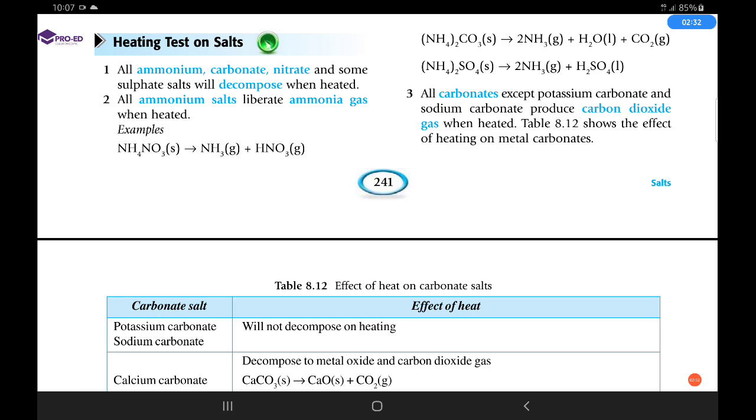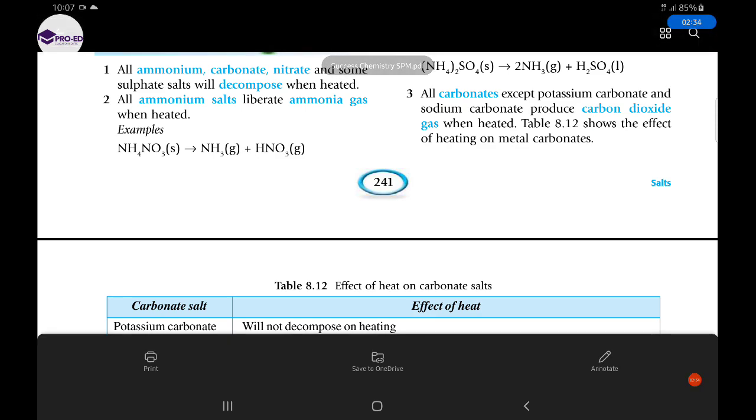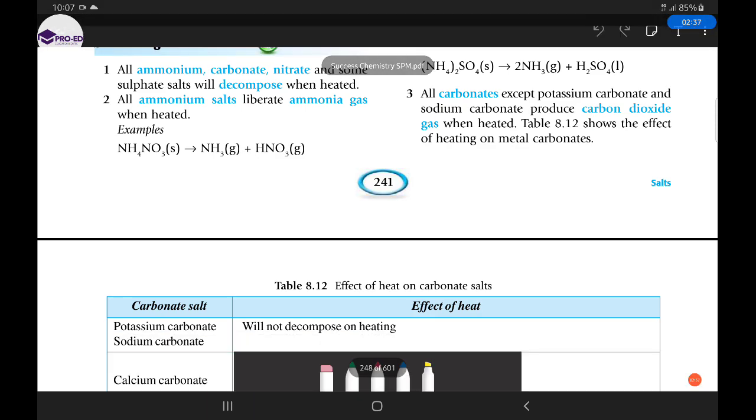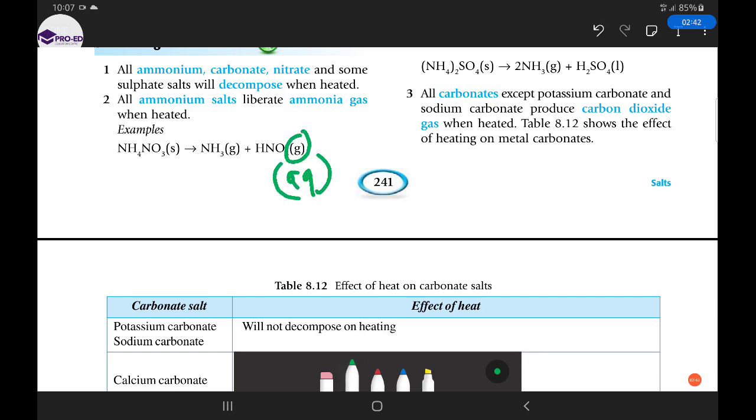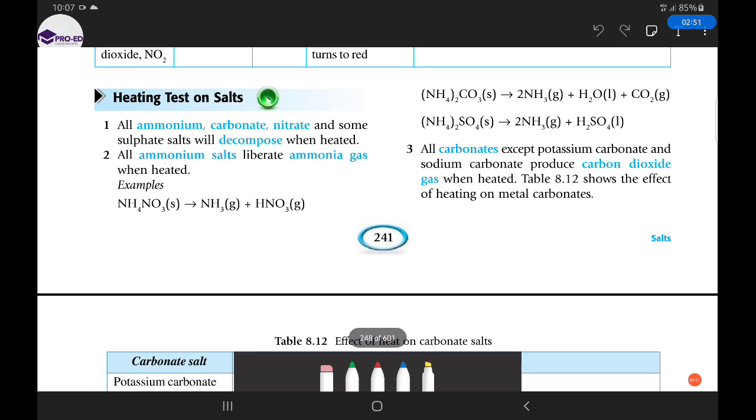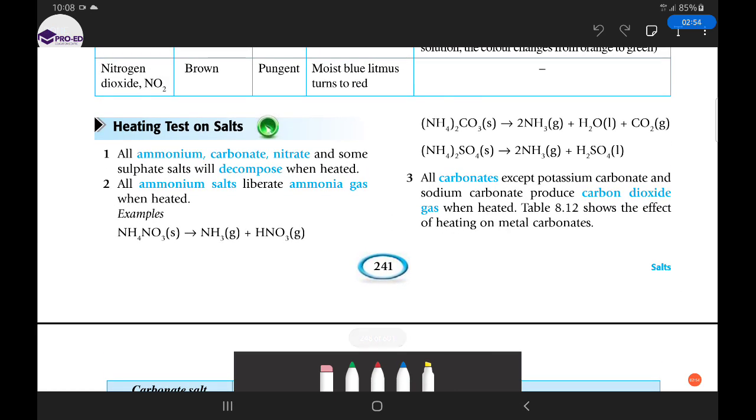Okay, you cannot call it nitric acid. It's only nitric acid if this is aqueous, right? If it's not aqueous, you can't call it nitric acid. It is hydrogen nitrate. Please bear that in mind. Second one, ammonium carbonate: you heat it up and it'll decompose and produce ammonia gas, water and carbon dioxide gas, right?